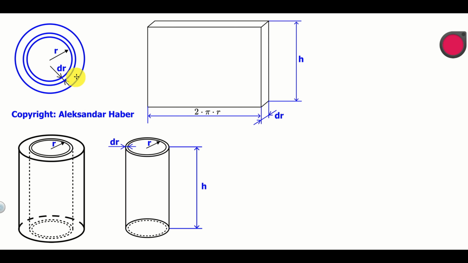And over here you can see the top of the cylinder and a single shell. Next, we can unfold this shell, and as the result we will obtain this cuboid over here. Let's analyze the dimensions of this cuboid. Its height is equal to h. This is because the height of our shell is equal to h. Its width is dr. This is because the width of our shell is dr, and the length is 2 multiplying pi multiplying r.